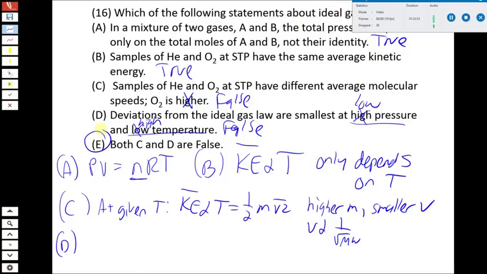So hopefully that makes a little bit of sense now, especially in light of what we've learned in Chapter 9 about intermolecular forces and phase changes and stuff also, which is not directly covered on this test, but does relate to this concept about deviations from ideal gas behavior.